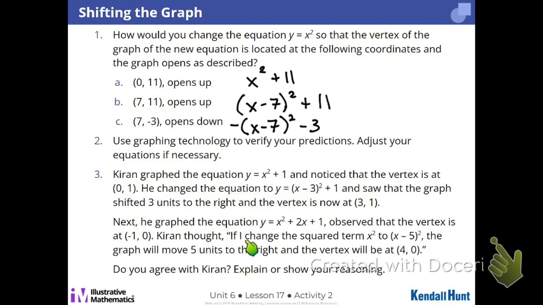So Kieran's like, hey, I want to shift this 5 right. So up here, to shift it 3 right, we did x minus 3. Here, to shift 5 right, x minus 5. That makes sense, right? And then the vertex would be 4, 0, because 5 right of negative 1, 0 is 4, 0. So is Kieran correct in saying that we can shift 5 right by putting x minus 5 in instead of x, just like x minus 3 instead of x shifted us 3 right? You need to say yes or no, and then justify your answer. This one's going to take a tad longer. So yes or no, and then justify your answer with some math.